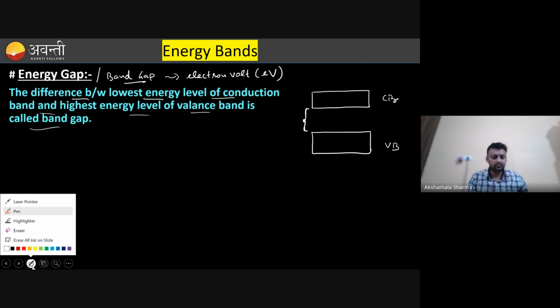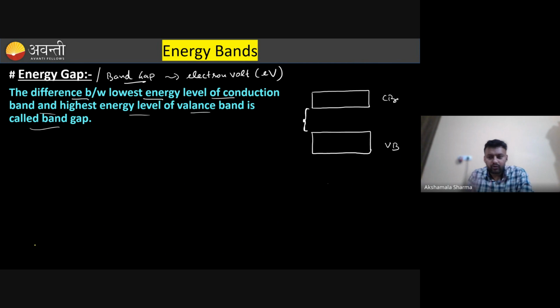Clear? Now, what you know, the valence band is actually a collection of energy levels. So this is the collection of energy levels: one, two, three, and four. These four are the energy levels of the valence band. Different energy levels. Similarly, the conduction band is also a collection of some energy levels. Like suppose this is the collection of energy levels.